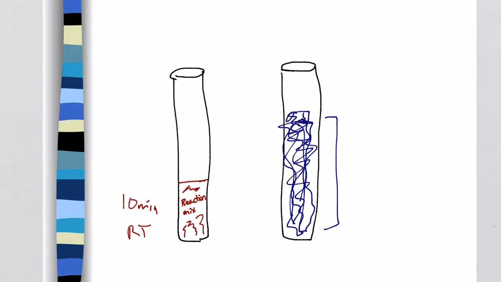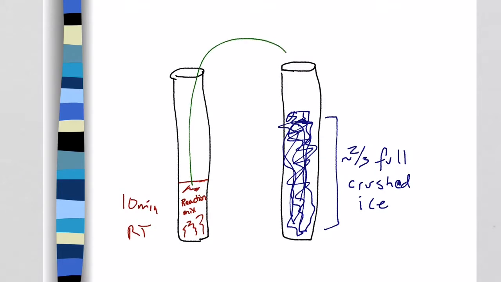Then you're going to have another test tube, and this test tube is going to be about 2/3 full of crushed ice. Then you're going to take a Pasteur pipette, which you're handling correctly, of course, and add a few drops of this mixture to the crushed ice, and you should start to see white crystals forming. Once you start to see those crystals form, then you can add the rest of the mixture to the crushed ice.